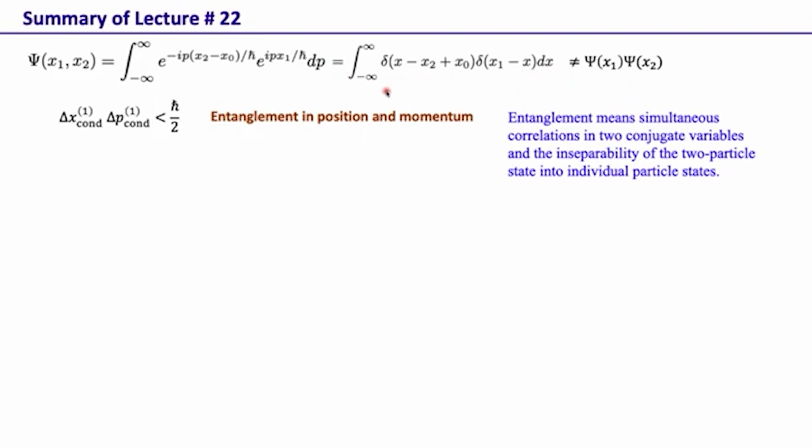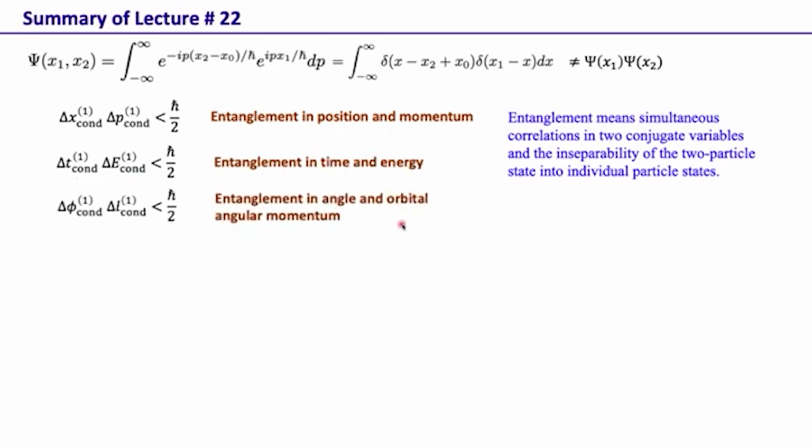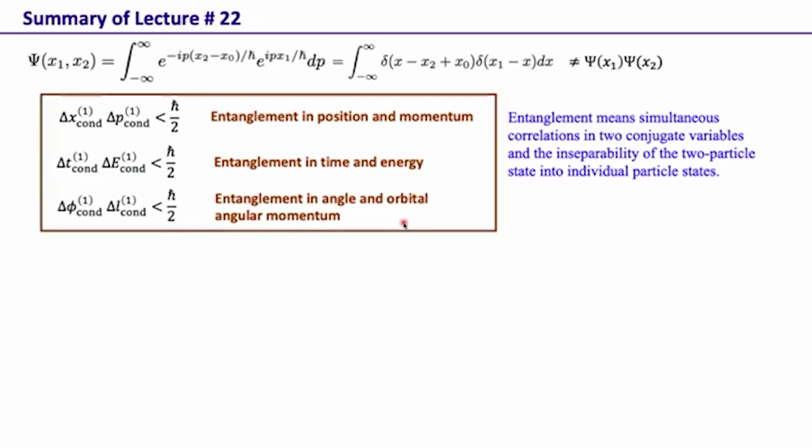Again, the arguments that Einstein, Podolsky, Rosen put forward to show the inconsistency, those very arguments are now called entanglement. So, we can have entanglement in position and momentum, we can have entanglement in time and energy, we can have entanglement in angle and orbital angular momentum, and so on. And these are all continuous variable, infinite dimensional.